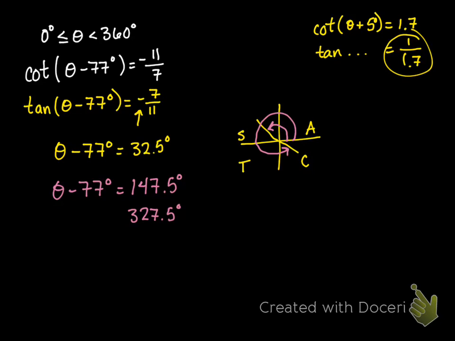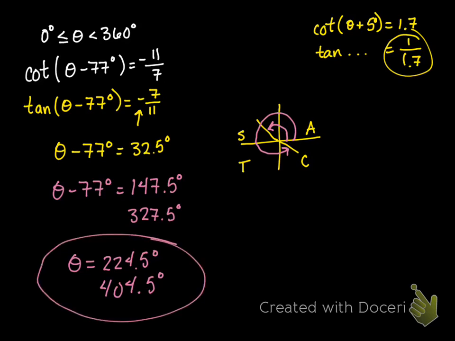Now we need to actually solve for theta. Theta equals 147.5 plus 77, 224.5 degrees, and then 327.5 plus 77 gives us 404.5 degrees. Now you might say, but Miss Steele, those two angles are not in our second and fourth quadrants. Yes, I know, but we're really looking at where is theta minus 77 going to be in the second and fourth quadrants, and that's what we're solving for. So don't get confused there.